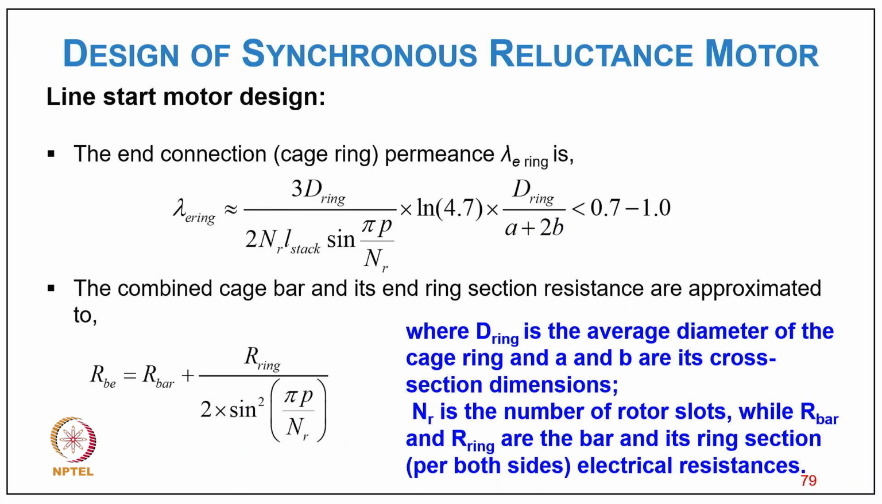So for the end connections, the cage ring permeance lambda ring equal to 3 D ring upon 2 NR L stack sin pi P upon NR into logarithmic 4.7 D ring upon 2A plus 2B, which should be less than 0.7 to 1. So the combined cage bar and its end ring resistances are approximated as RB equal to R bar plus R ring upon 2 into sin square pi P upon NR.